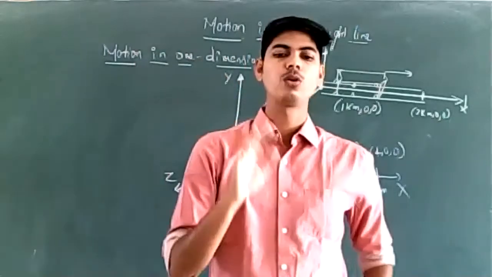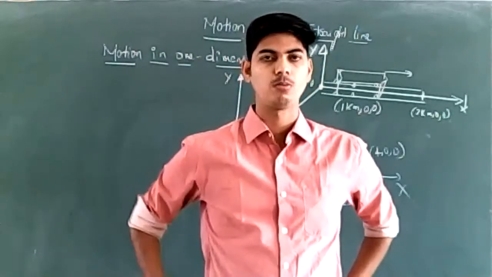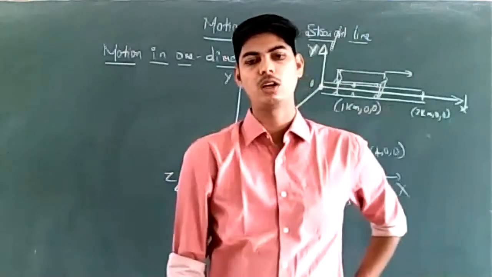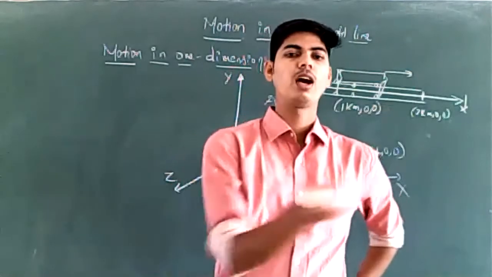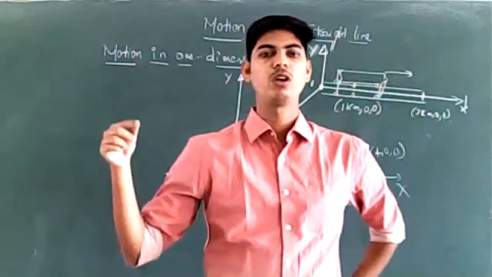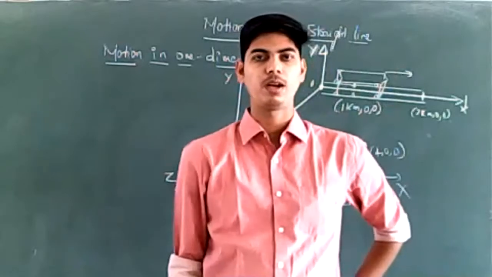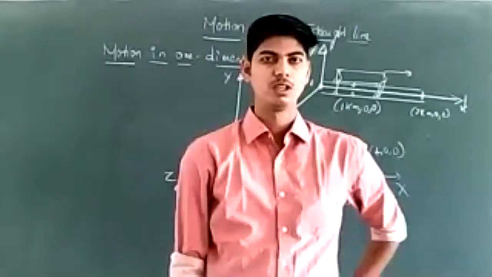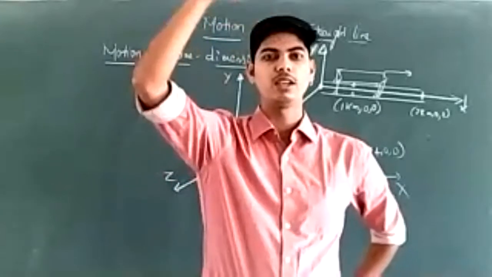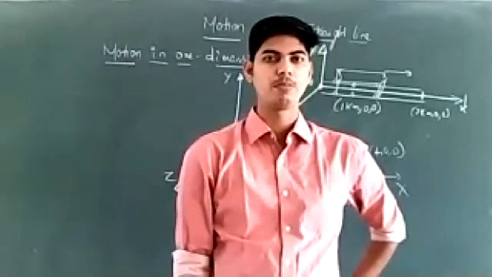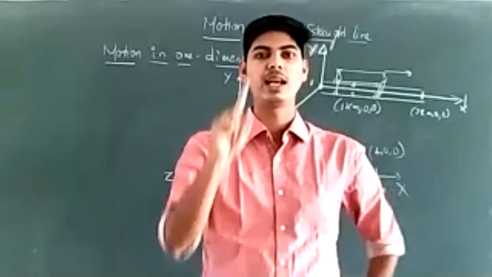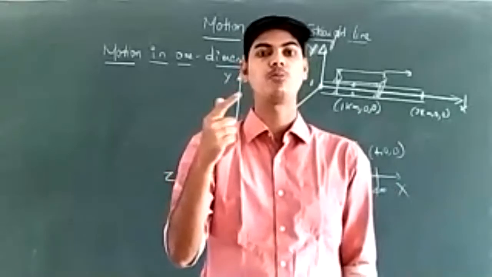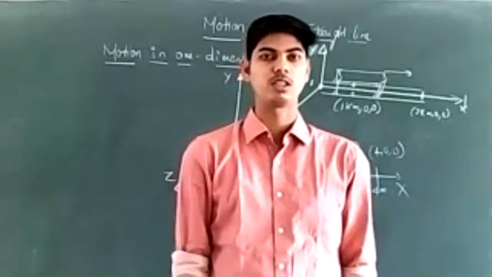So if you are asked to write an example for one dimensional motion, write the examples like motion of a train along a straight track, motion of car along a straight track, motion of ant along a straight path, or motion of an object released from certain height. If you release an object from certain height, it follows a straight line path, so its motion is one dimensional motion. We must be now able to tell how many coordinates of position of that object is changing.